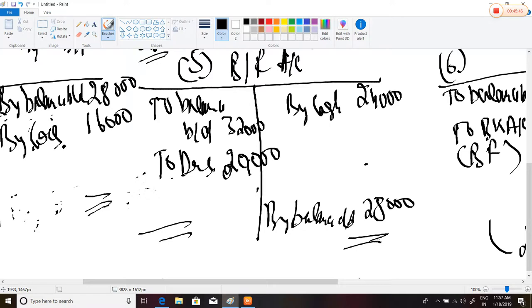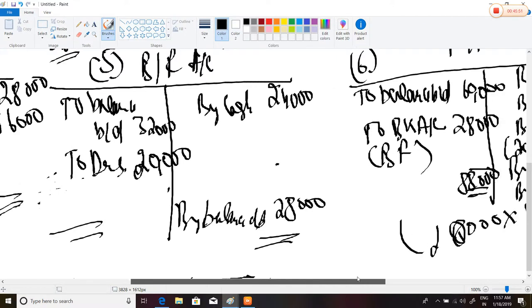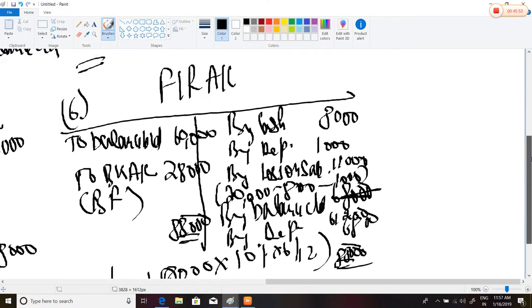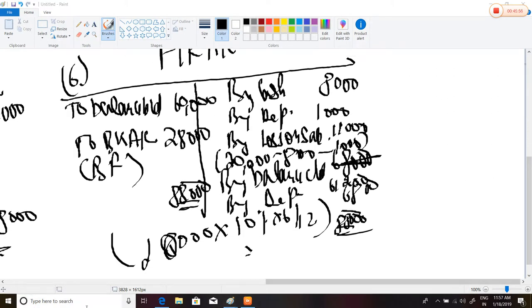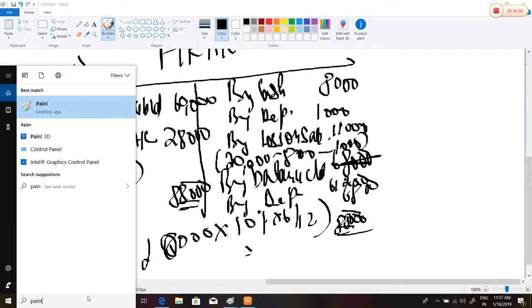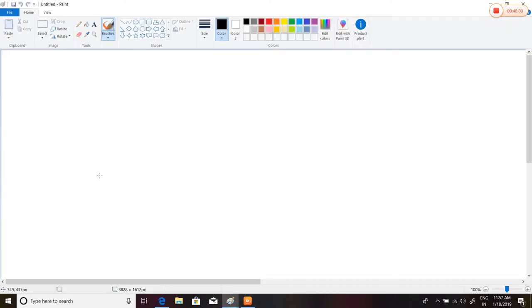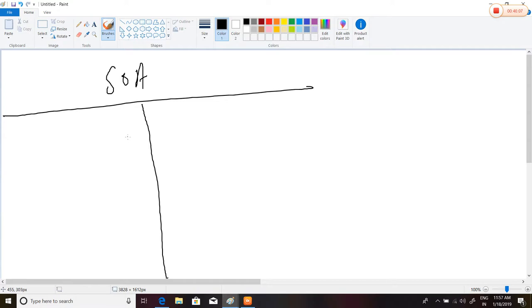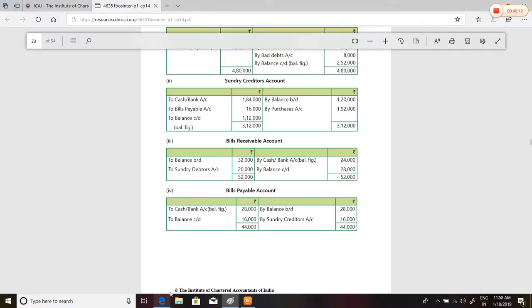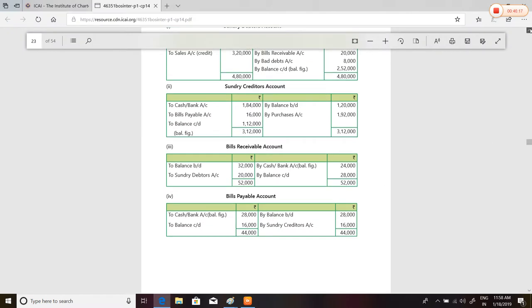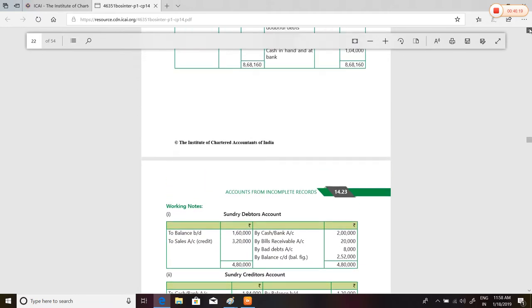Now at last, one last step, one last working note. That is working note number 8. That is statement of affairs. Through statement of affairs, we have to calculate opening cash balance. We have to calculate opening capital. Opening capital.